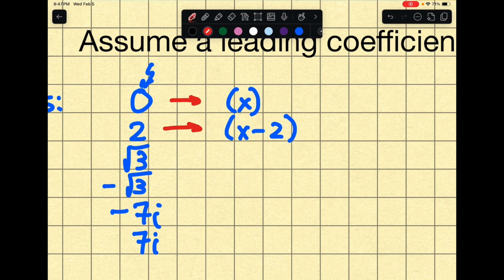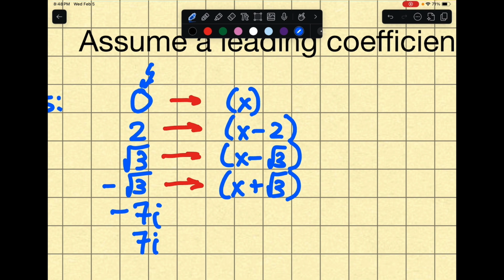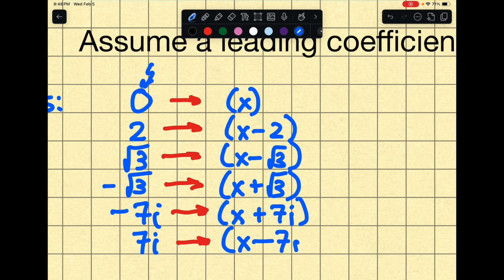All right, keep on going down from there. We know that square root of 3 is a root. So x minus square root of 3, which is x minus the root, must be a factor. Okay. Negative square root of 3 is a root. So our factor is x minus negative square root of 3, which simplifies into x plus square root of 3. Okay. And then the hits just keep on coming. Negative 7i is a root, so the factor must be x minus negative 7i, which simplifies into x plus 7i. And then 7i is a root, so a factor must be x minus the root, which means x minus 7i.